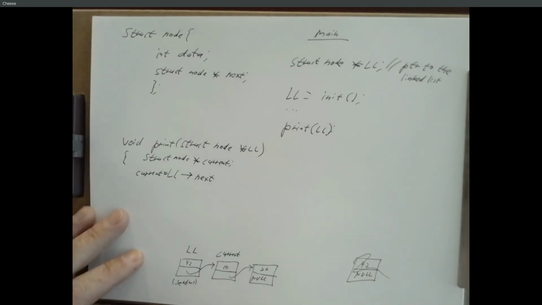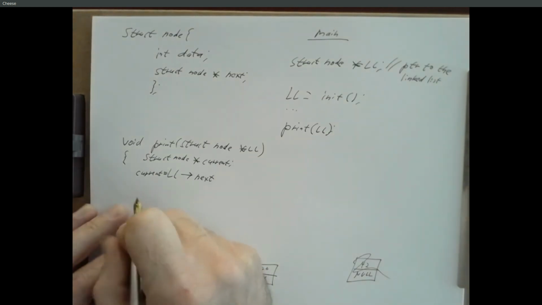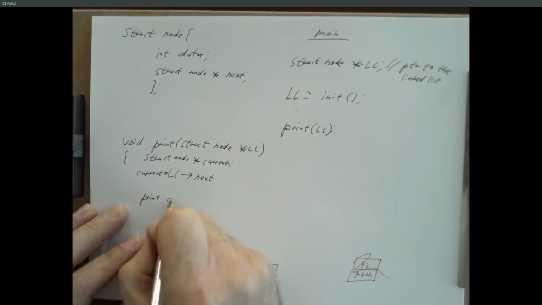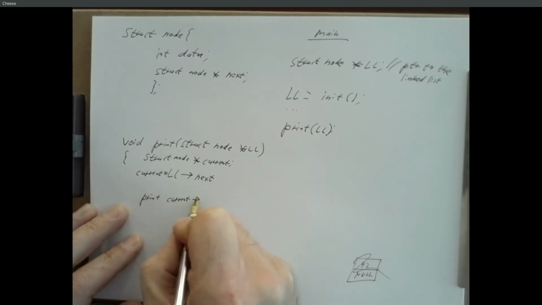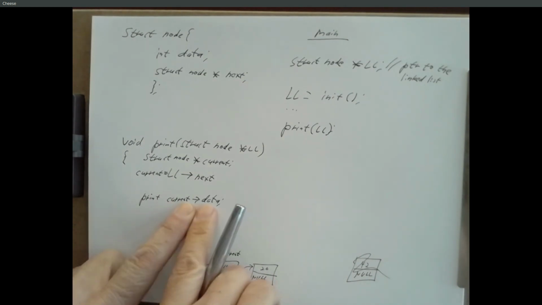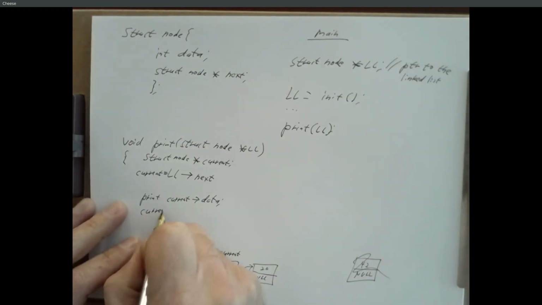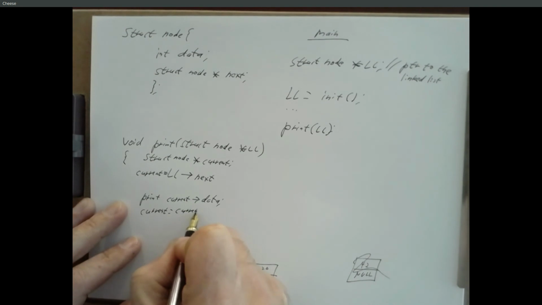All right, so we're going to loop. The first thing we want to print out is current's data. So print current arrow data. Again, what we mean is current is a pointer. Take the thing it points to, give me the data field. So if current is pointing to this node, the data field is 10. And then we want to move current down to the next node. Exactly the same thing we did when we started. Set current equal to current arrow next.